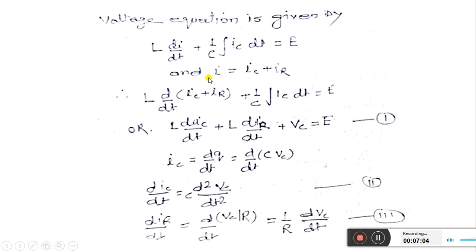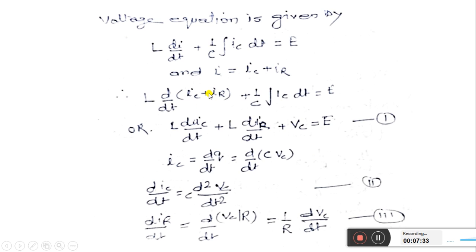Now as in the previous circuit, we have I equal to IC plus IR. So we can replace I here, in place of I we can write IC plus IR. So we can write L d/dt (IC plus IR) plus 1/C ∫IC dt equals E.